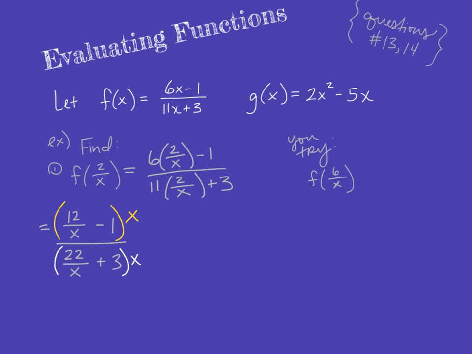So in our numerator, when we multiply x by 12/x, the x's end up canceling. So we're left with just 12. Then when we multiply x by that minus 1, we're left with minus x. Then in the denominator, we're going to do the same thing and multiply through by x. So x times this term here, the x's will end up canceling, and we'll just be left with 22.